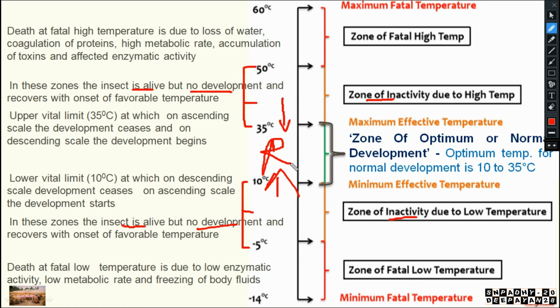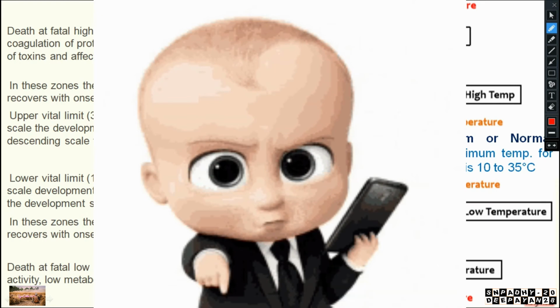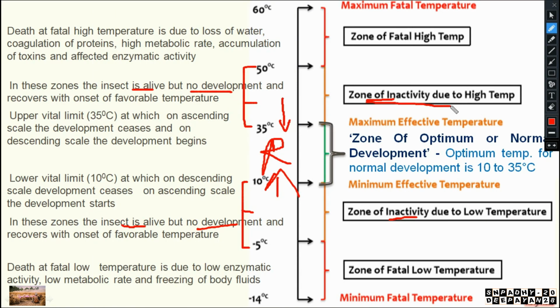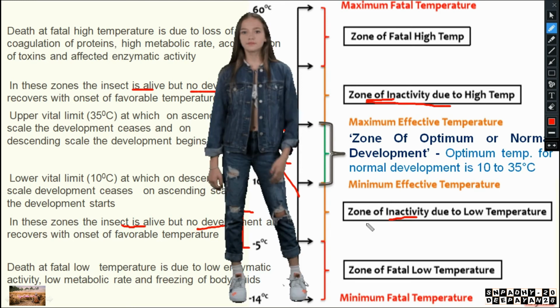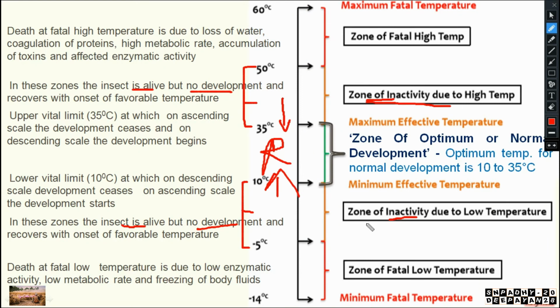One more thing you can write down. Anyway, we will discuss all those things in the next class. That is hibernation and estivation. This zone of inactivity due to seasonal high temperature is known as estivation. And if the insect is undergoing inactivity due to low temperature, that means suspending its activity due to some seasonal low temperature, then that will be called hibernation. Anyway, these things we will repeat in the next class. So for now, no need of understanding all those things. Okay, so this zone has been completed.